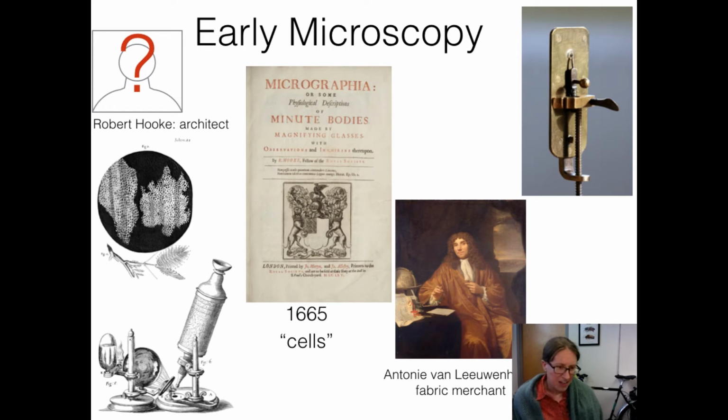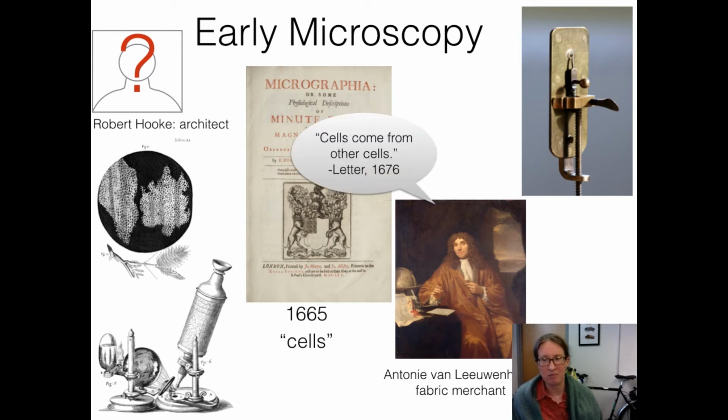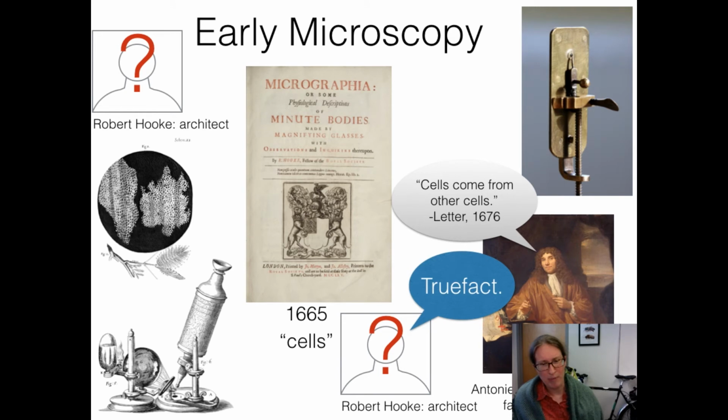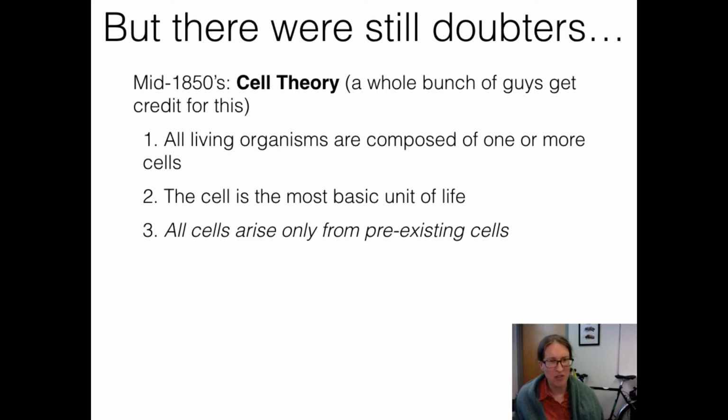Van Leeuwenhoek never published any books, but he did write a ton of letters to the Royal Society of London about his observations. And one of the things that Van Leeuwenhoek observed was living cells as they're moving around, which led him to the idea that cells come from other cells. Robert Hooke agreed with him, okay, seems like that's the case. Even so, this idea was not universally accepted.